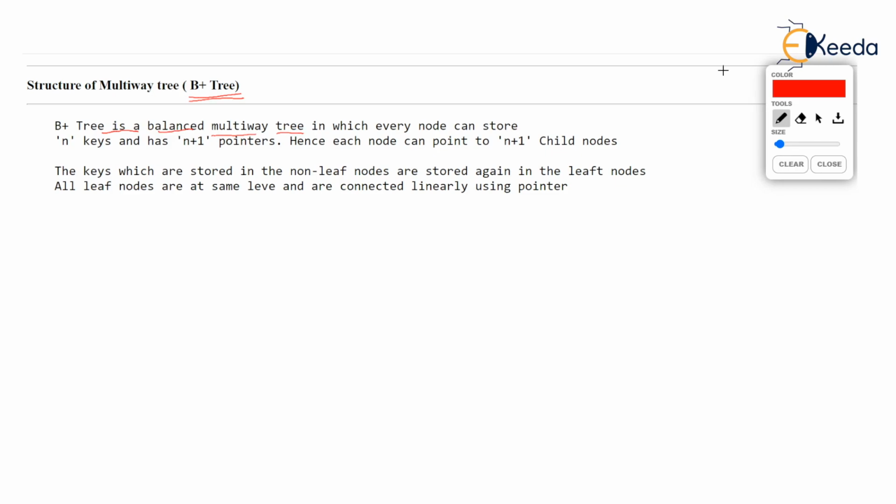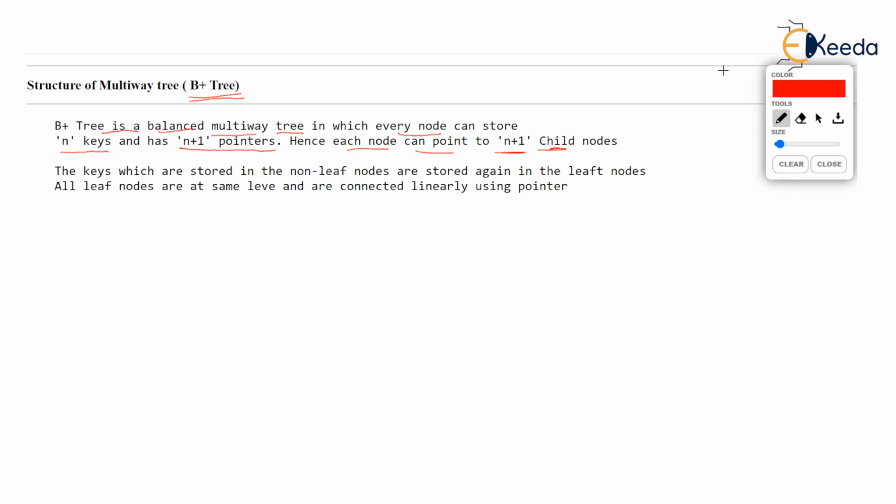And every node in the B plus tree can store n keys. Now, if there are n keys, remember there can be n plus 1 pointers because every key will have left pointer and right pointer. Hence, each node can point to n plus 1 child nodes. So B plus tree is also characterized by order. Suppose every node of B plus tree can store, let's say, 4 keys. If every node stores 4 keys, then there can be 5 pointers in each node. Then the order will be 5 because we know order is equal to maximum number of children that a node can have.